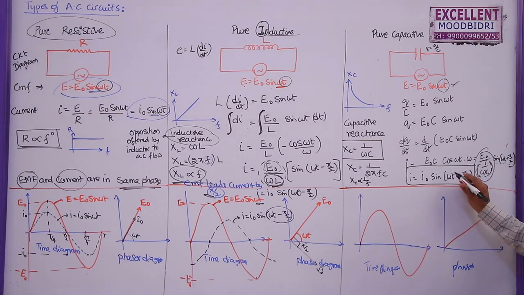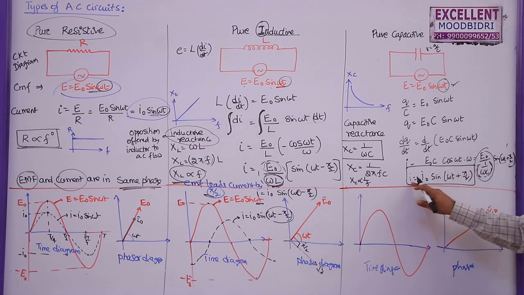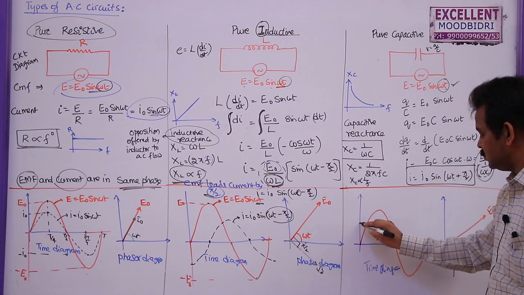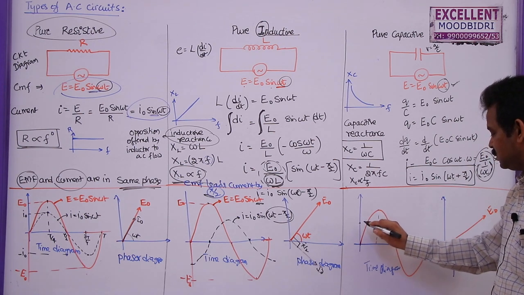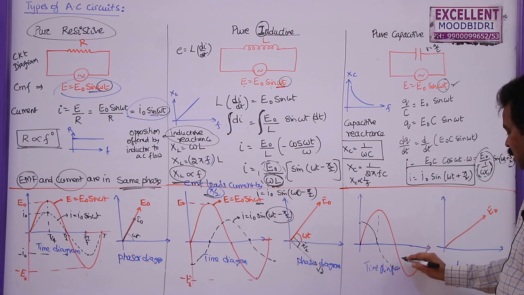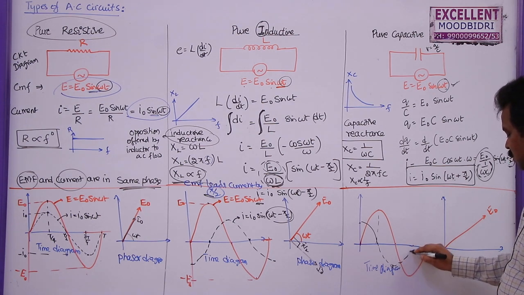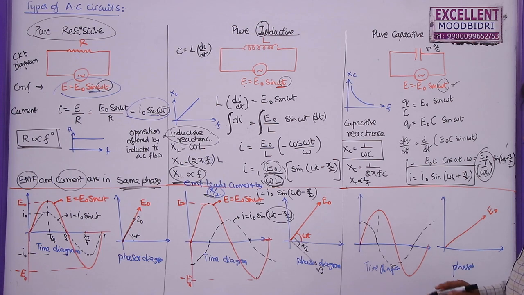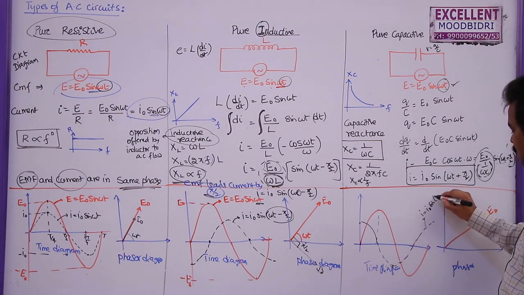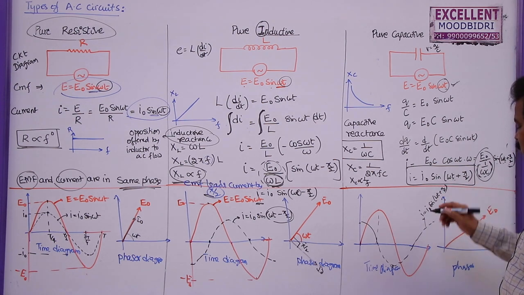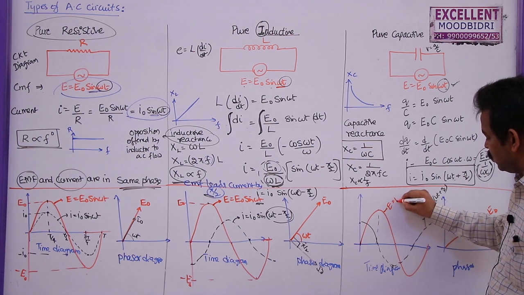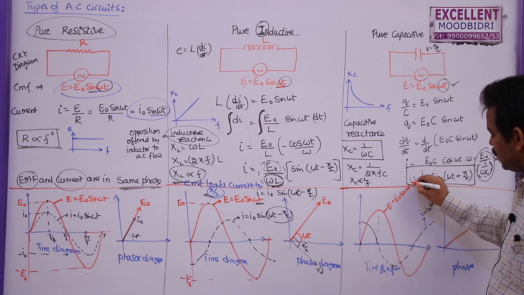Here if you substitute t equal to 0, this will become 0, sin 90 will be 1, and I is equal to I naught. So when t is equal to 0, current is maximum. And when the EMF is maximum, current will become 0. When the EMF is 0, current is maximum, and it will follow like this. So this is I equal to I naught sin omega t plus pi by 2, and the EMF is given by E equal to E naught sin omega t.